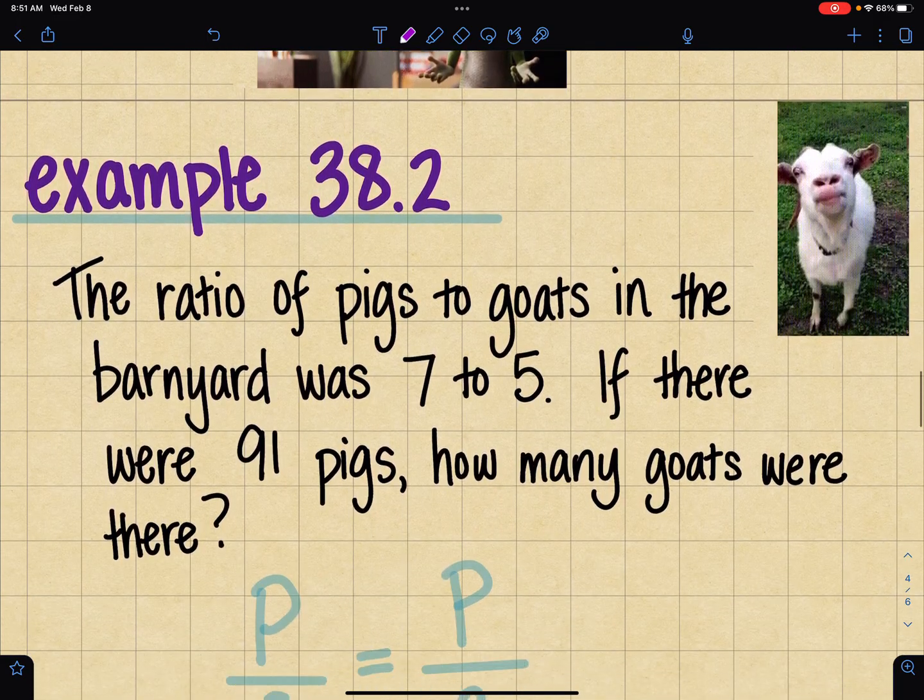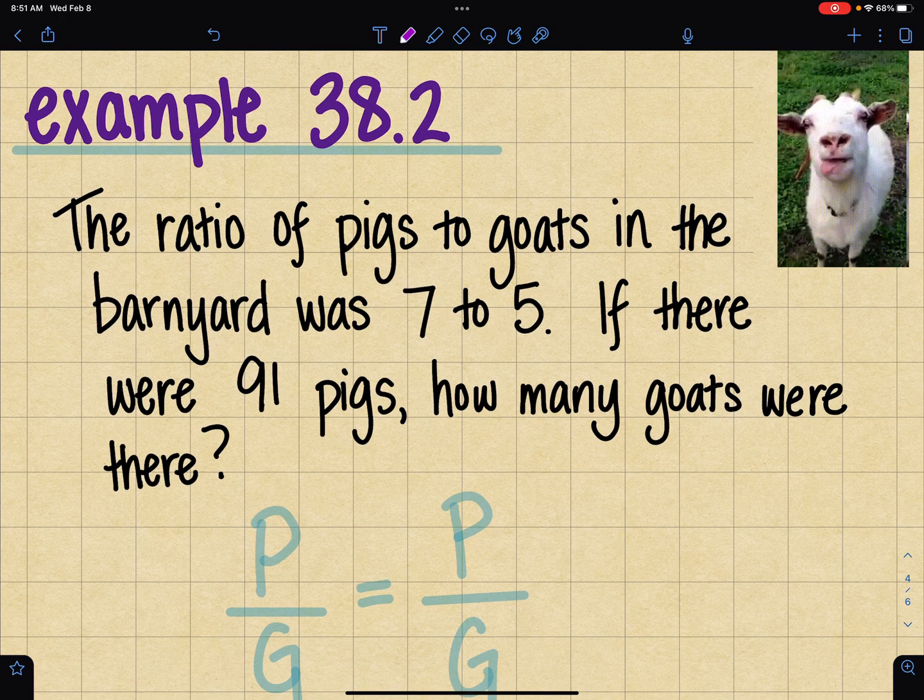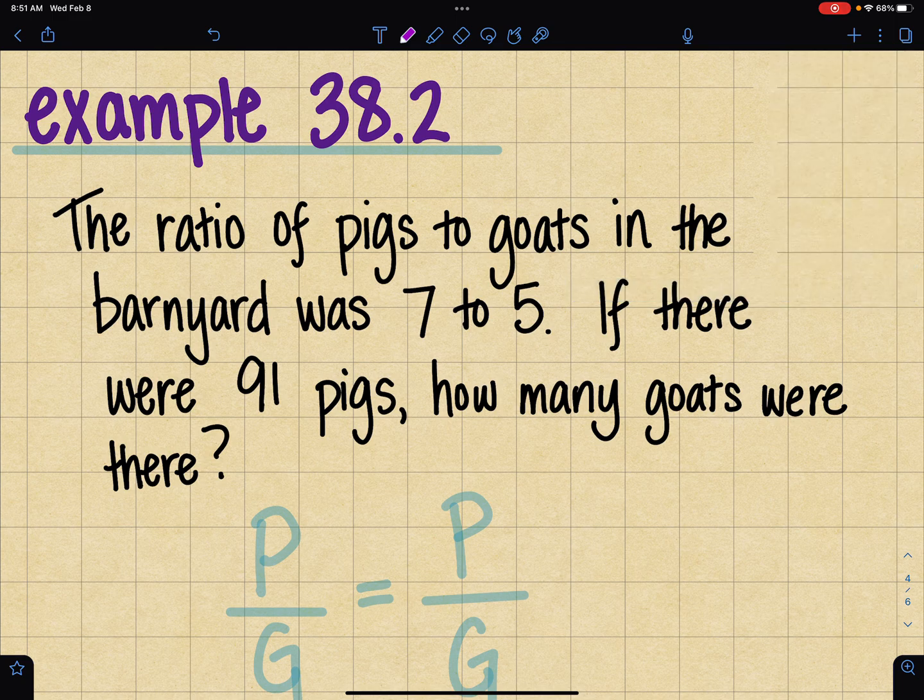Look at that adorable goat. He's so funny. Oh my heck, wouldn't you love to have a goat like that? I'm going to delete him though because he's super distracting for this problem.